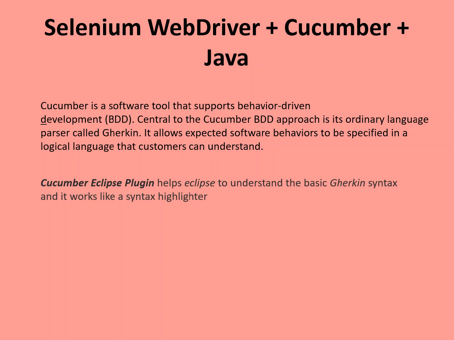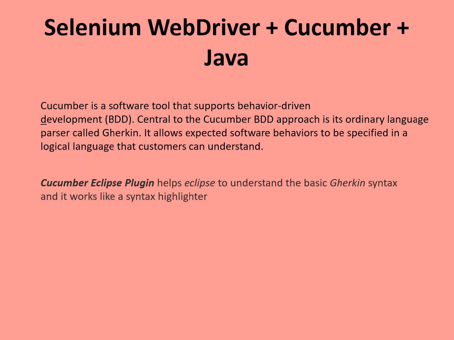So what is Cucumber? Cucumber is a software tool that supports behavior driven development, and it makes use of a language parser called Gherkin. With Gherkin, it's like writing pure English language. It makes users understand what the test case actually is.